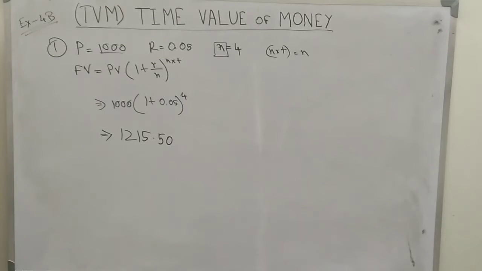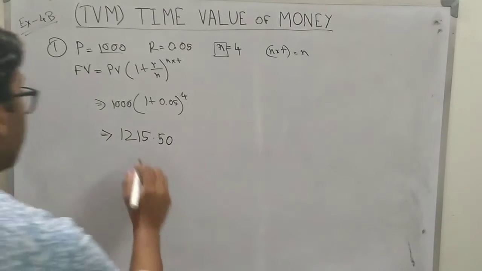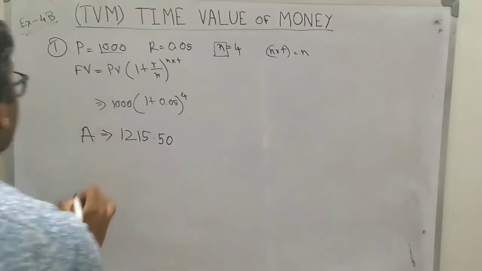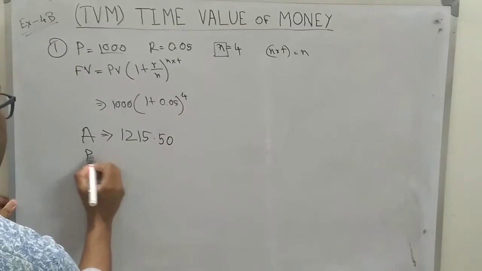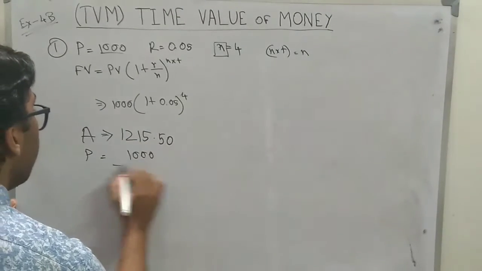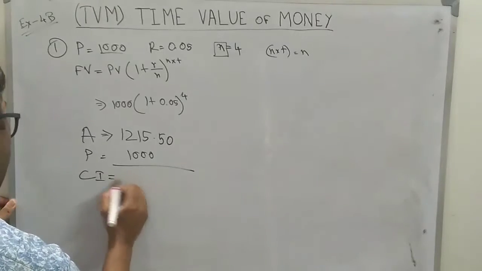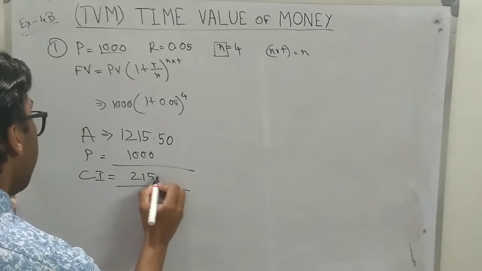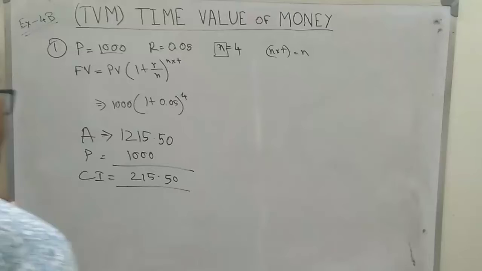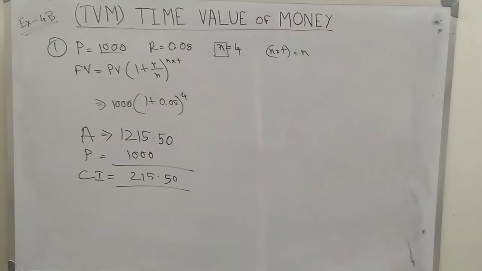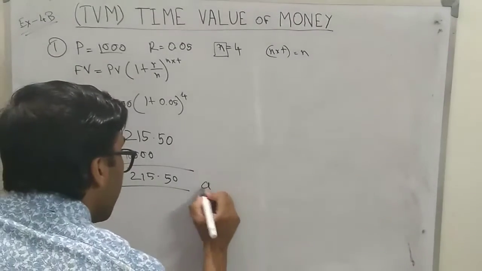Now this is the amount, but what is the compound interest? See, this is the accumulated amount and your principal was only rupees 1000. That means compound interest will be 215.50. Now according to book, 1215.50 is the amount and 215.50 is the compound interest, so answer will be option number A.